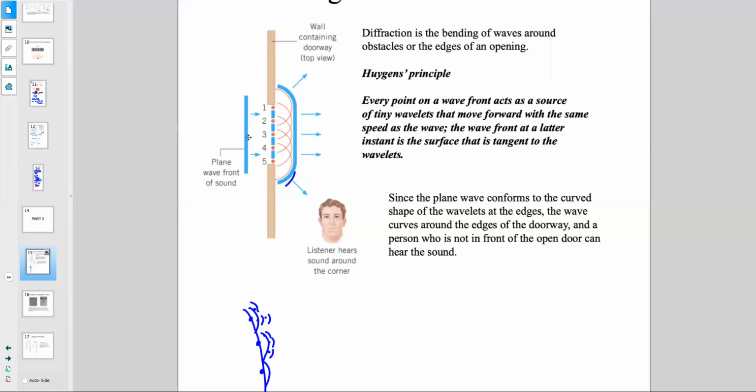Okay, so you have a plane wave coming in. All of these wavelets are acting like a source of wave. Then you have another wavefront, and there is a curvature on the edges. Since the plane wave conforms to the curved shape of the wavelets at the edges, the wave curves around the edges of the doorway, and the person who is not in front of the door can still hear the sound because of this curvature.